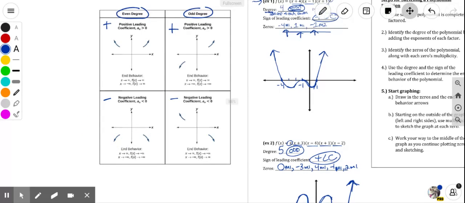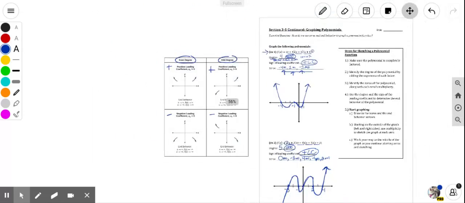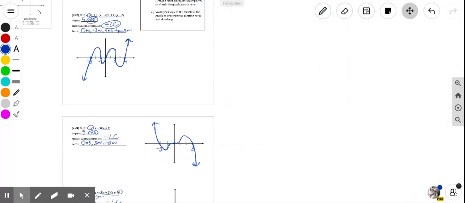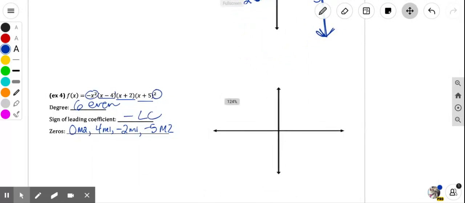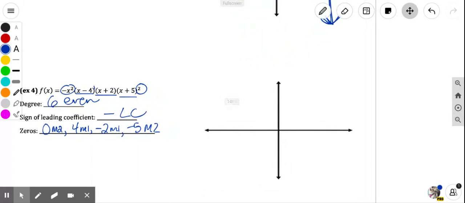If it's negative, it's down. If it's even, it's up. Whoa. Okay, let's zoom back in here. So even, negative, they both point down. But let's do our zeros first. So 1, 2, 3, 4, 5. So we have negative 5. We have negative 2. We have 0. We have 1, 2, 3, 4.